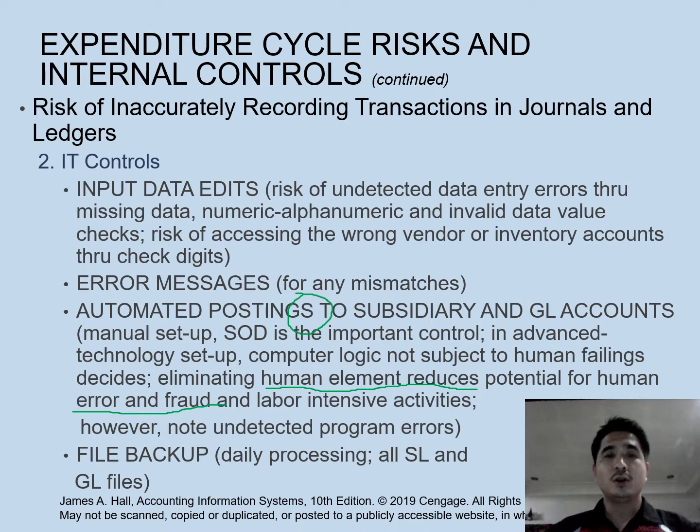So for the undetected program errors, the concern on our SOD is focused on systems development and program changes. There should be proper controls there, and there should be separation. Those who handle new systems development should not handle program changes. And lastly, for the backup, this just emphasizes that you should back up your files, the accounting records, the subsidiary ledgers and the GLs. The best practice is to back up on a daily basis.